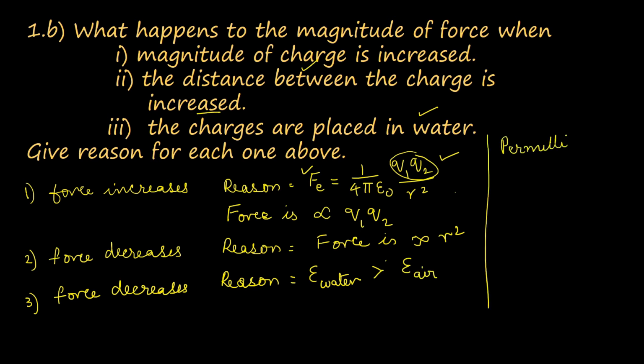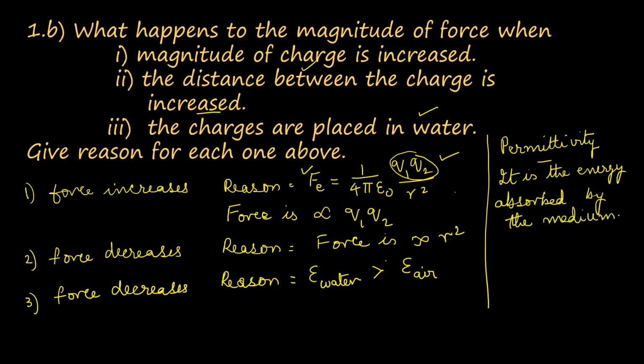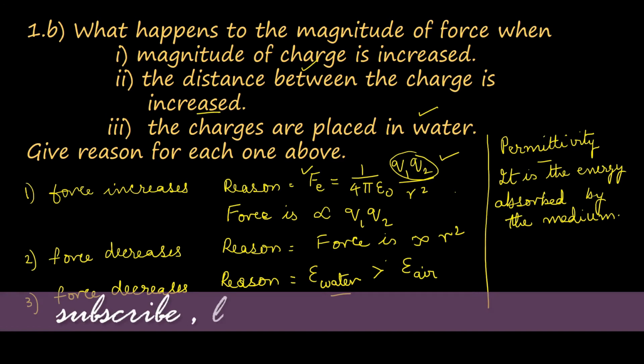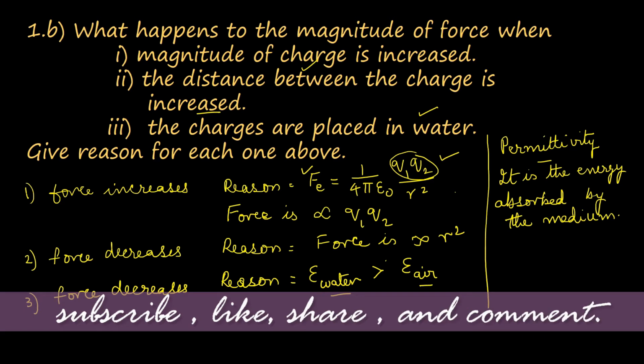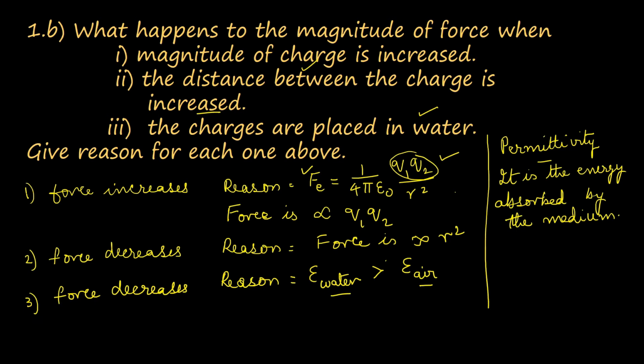I will explain the term permittivity. Permittivity is a characteristic of a medium. It is different for different media. It is the ability of the medium to absorb energy. Greater the energy absorbed, greater the permittivity. So water absorbs more energy than air or space. So less energy is available for transmission. Moreover, from the formula we can understand force is inversely proportional to the permittivity of the medium. So when permittivity increases, force decreases. I hope it is quite clear. It is very simple. We will pass on to the next question.